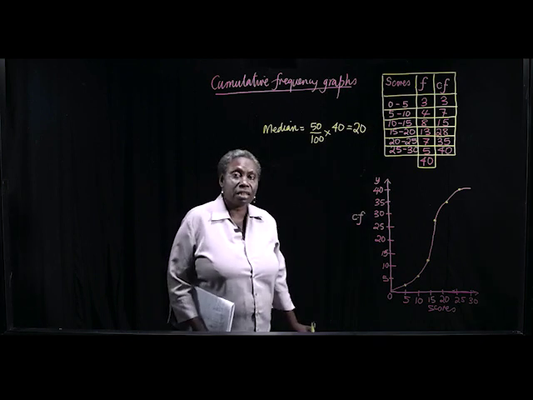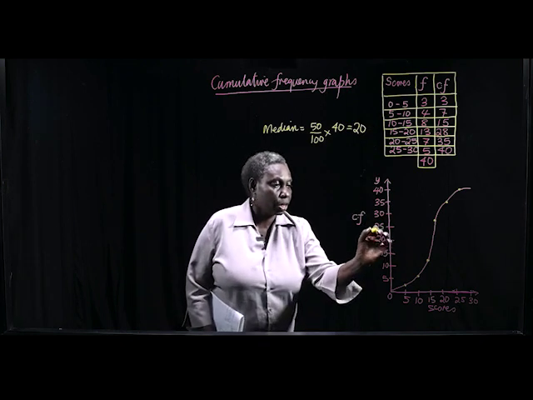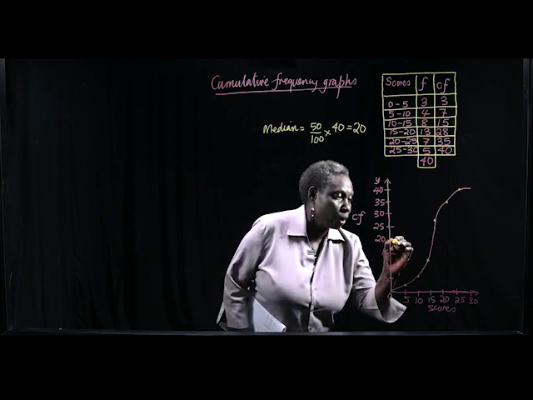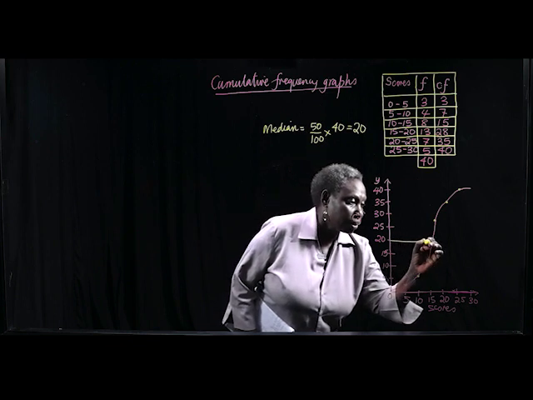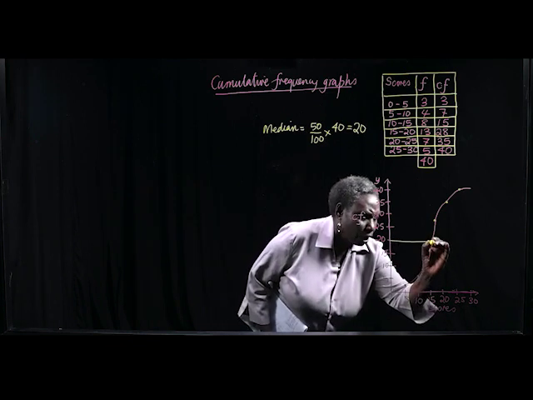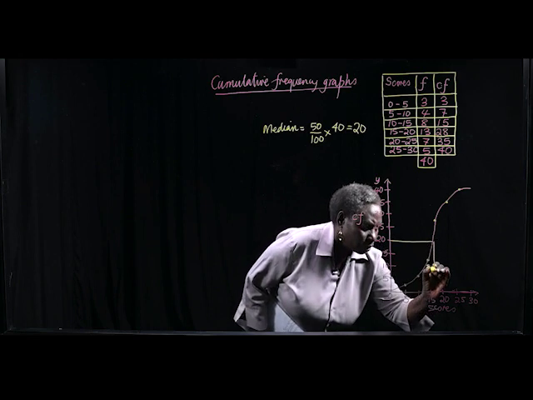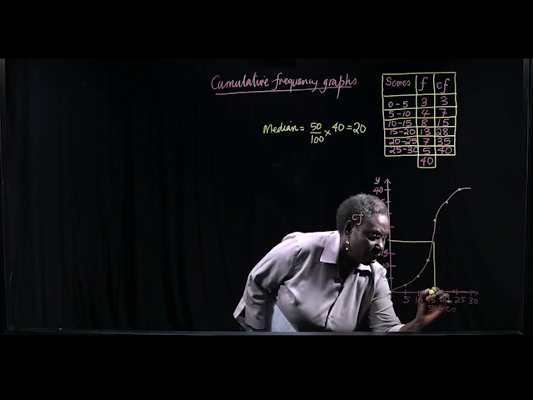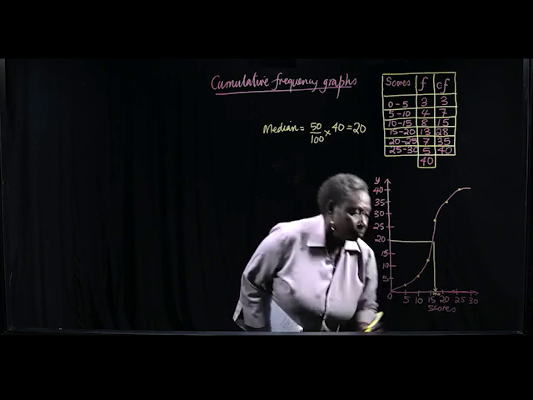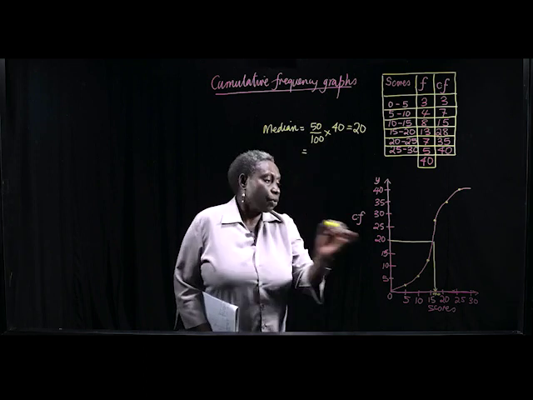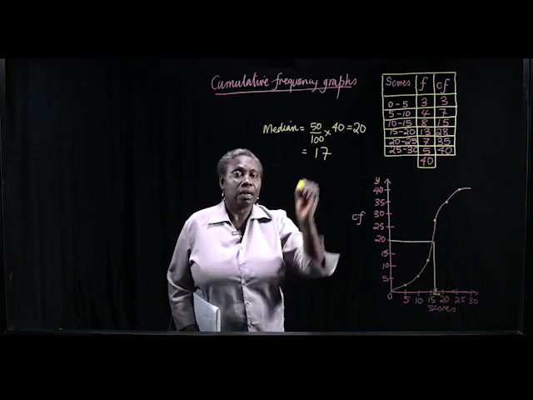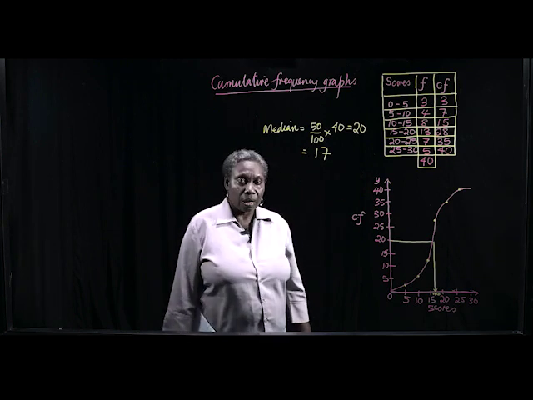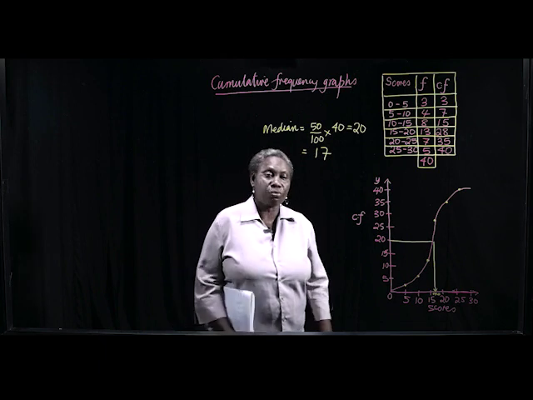To find the median score, I look at the cumulative frequency where 20 is, and I draw a straight line from 20 to the graph, and then from the graph down to the scores. That's roughly about 17. So this is my median score. The median from the graph is 17. This means 20 students have scored less than 17 out of 30.